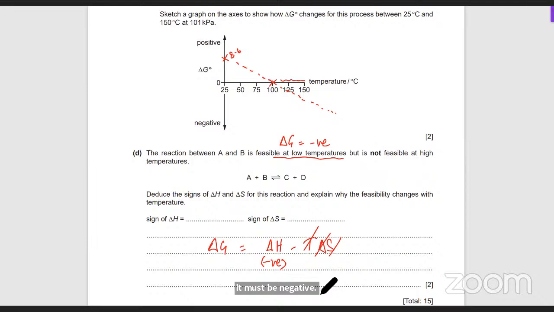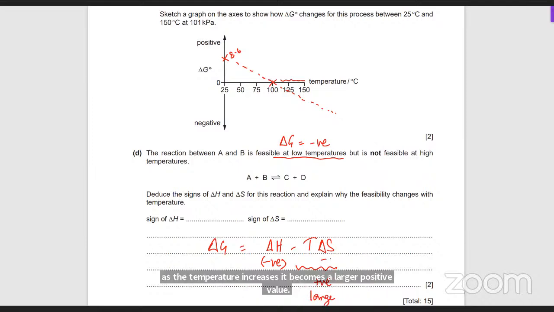So this one, then it becomes unfeasible at a higher temperature. So that means this part over here has a positive value. And as the temperature increases, it becomes a larger positive value. How can it have a positive value? Delta S must be negative as well.